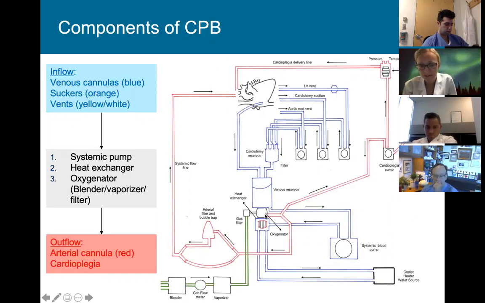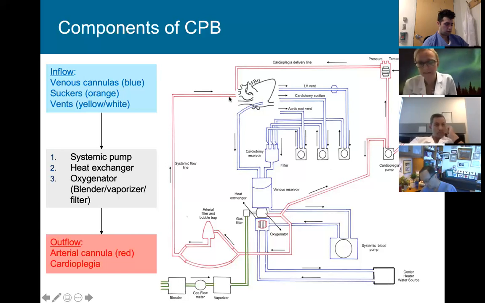Once you've oxygenated your blood, we'll switch over to the red. And there are really two main outflow mechanisms. One is through the cardioplegia line, which is shown here, that gets mixed with the cardioplegia solution and then goes back into the heart for a cardioplegia if needed. Or the alternative is going through the arterial system back into the inflow line into your aortic or arterial cannula.